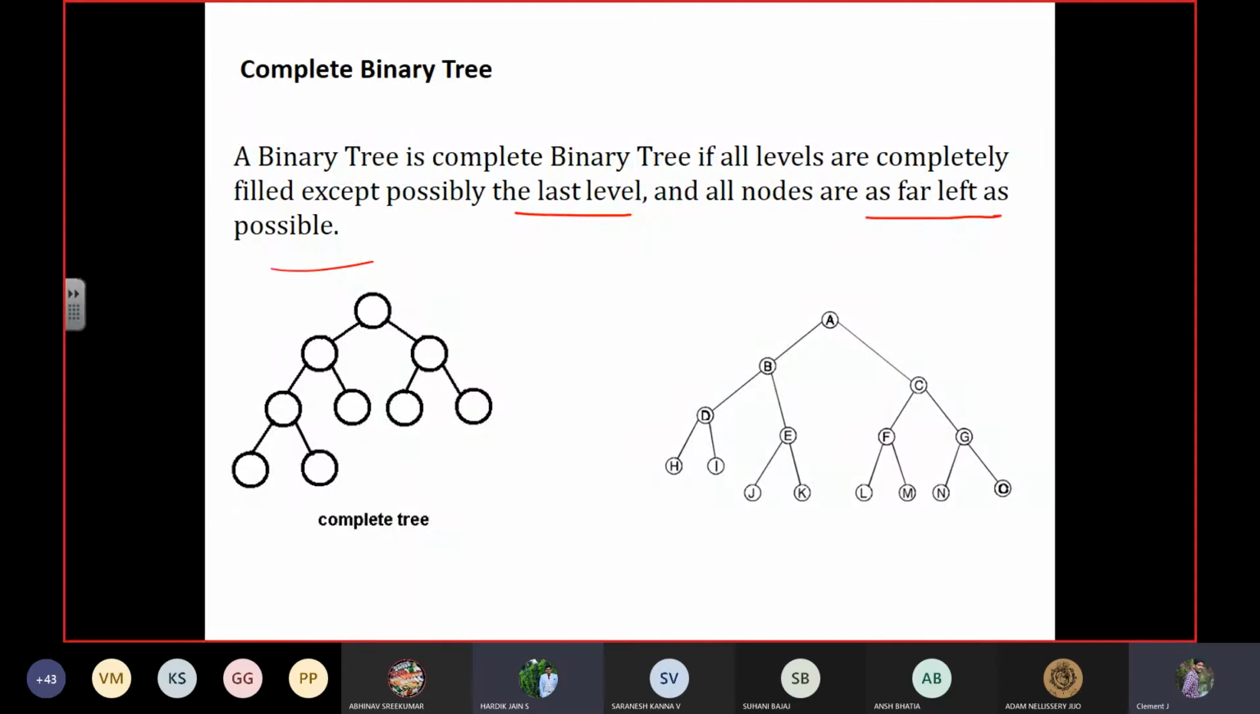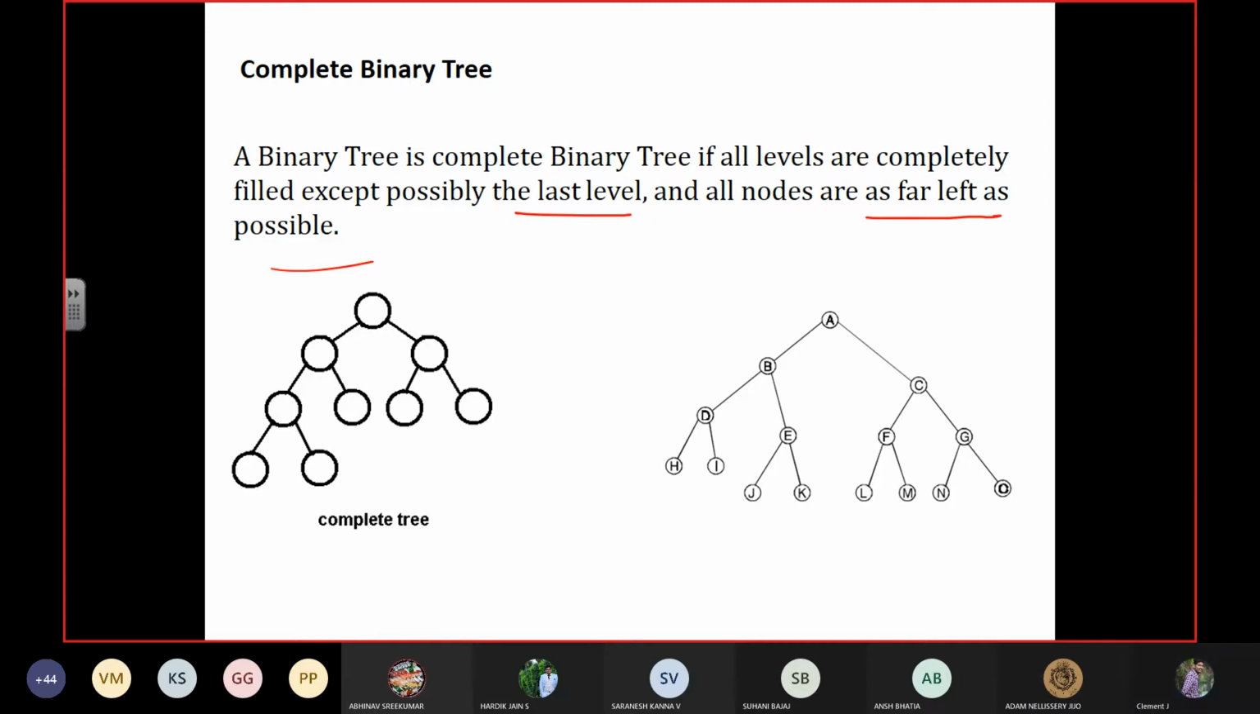Sir, so if there is a sibling on the right side, then there should be a sibling on the left side. That is the meaning, no, sir? Yes. If there is a sibling on the right hand side and not on the left hand side, it means not completely filled. Okay, sir. Thank you. Okay, fine.